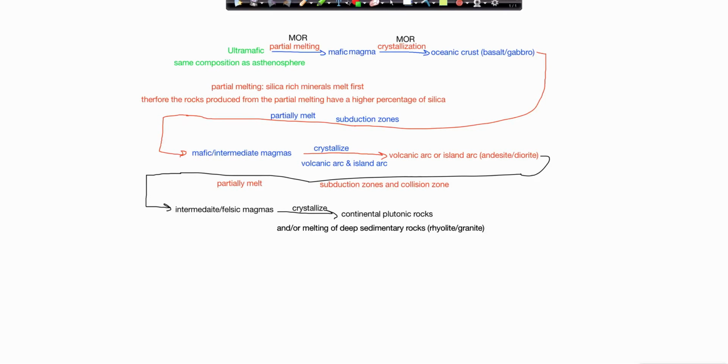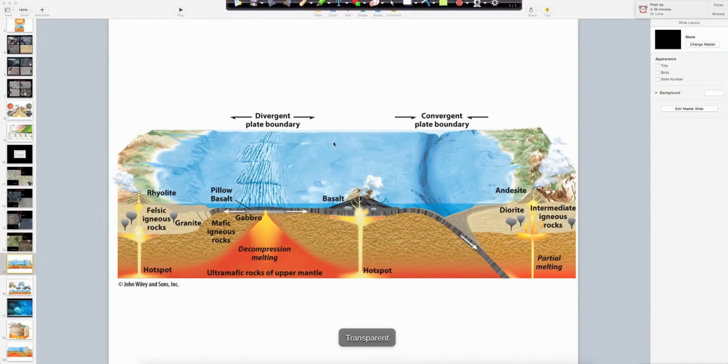So a really important fact is all igneous rocks result from magma differentiation. Which, if you don't know the different types of magma differentiation, or that word doesn't sound familiar, you should go back and read the textbook and/or watch videos from the previous sections. So if we look at the slide here, this is basically showing you part of the crust and the asthenosphere, so the lithosphere and the asthenosphere, and it's showing you where you get the different types of rocks.